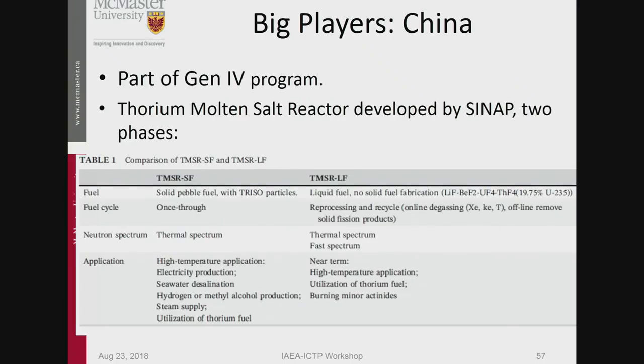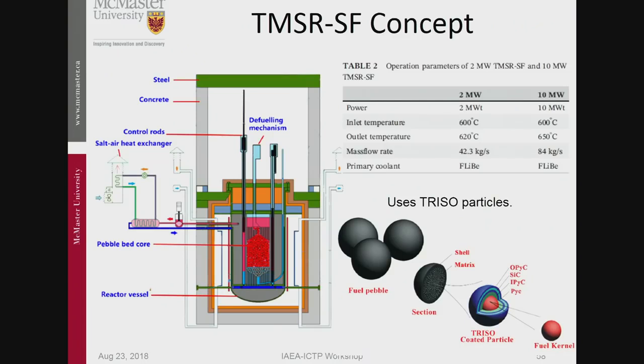Now, China is a big player. China has two types, actually. It has the solid fuel and the liquid fuel one. The solid fuel one is actually one with these things that we have seen before as well. These TRISO particles, so they go through, but then it is cooled with molten salt.